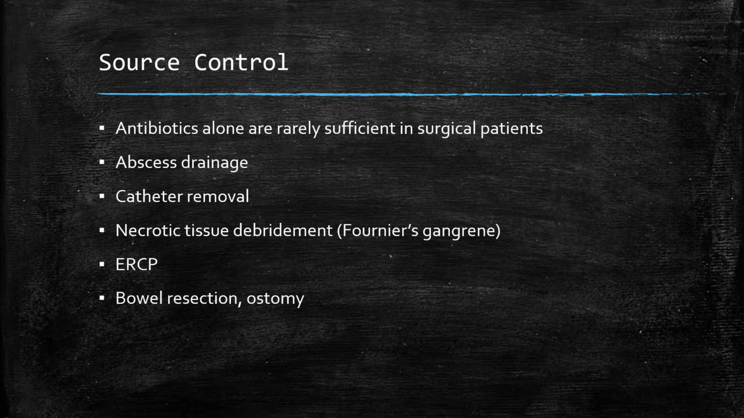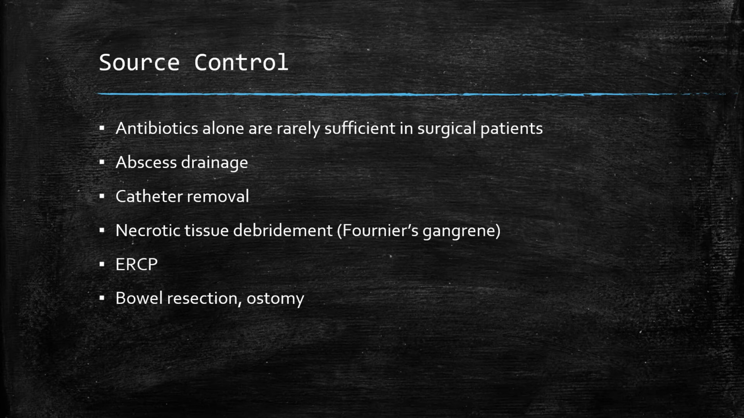Once the resuscitation efforts are underway, our attention must be quickly turned to source control. In the surgical population, antibiotics alone will rarely be sufficient treatment for sepsis, and so we need to spend considerable effort to look for the source. Cutaneous abscesses like perirectal abscesses can cause sepsis in a poorly controlled diabetic. If a patient has a central line in place, and this is the likely culprit, then the line will need to be removed and the tip cultured.